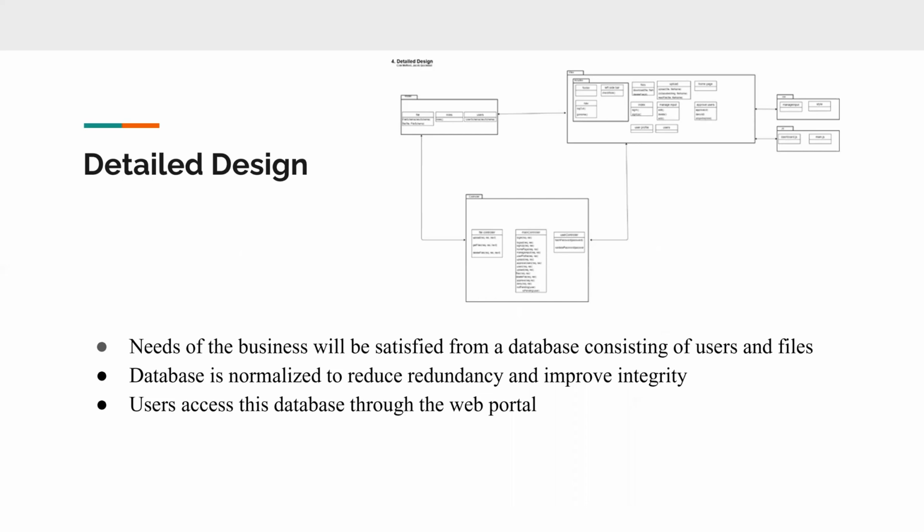Detailed design dictates the needs of the business that will be satisfied from a database consisting of users and files. Here we get a hint of our normalized database, which was designed to reduce redundancy and improve integrity. Users access this database through the web portal.